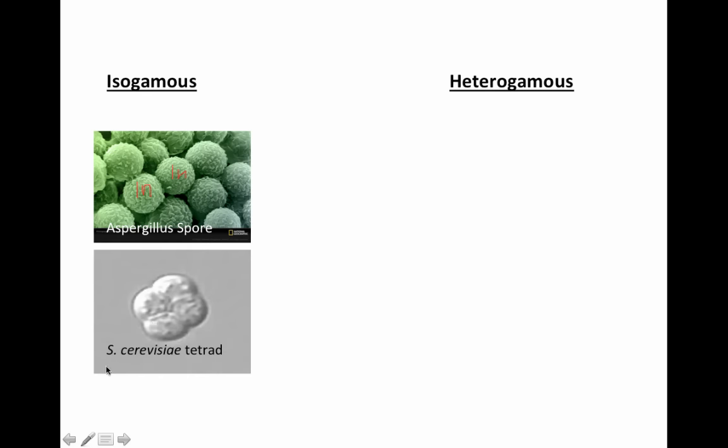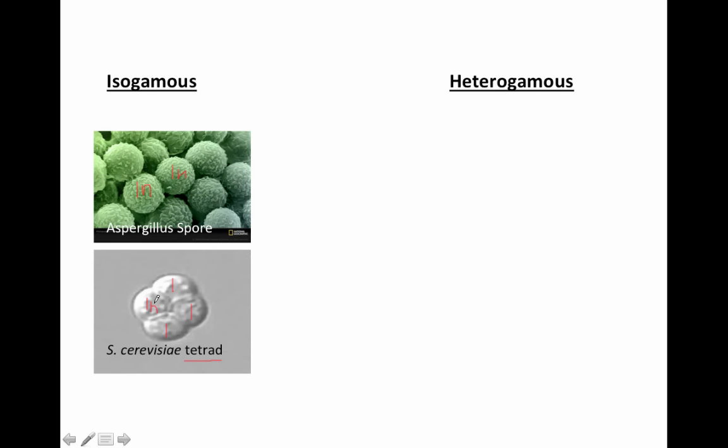Same thing here with Saccharomyces cerevisiae. They hold all their spores inside of a single structure called a tetrad. Each of these 4 spores looks very similar to each other, but inside of each of these 4 spores is a single haploid genome. So just 1 haploid genome in each of these. Even though they look morphologically the same, again, remember, inside the cells, genetically, they're quite different.